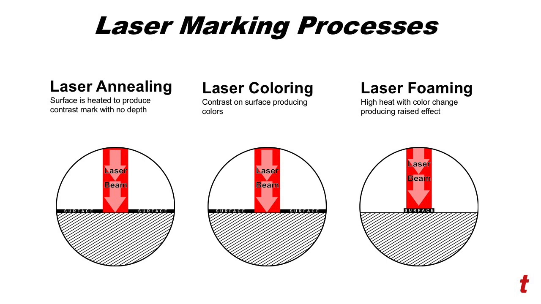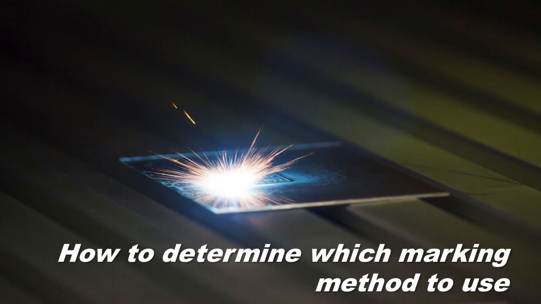There's also a process called laser annealing. This is where the surface is actually heated by the laser to produce a contrast mark with no depth at all. Laser coloring, similar to annealing, utilizes the same heat of the laser to produce colors. And then lastly, we have laser foaming. Foaming is caused by the high heat of the laser with a color change, typically on plastic, to produce a raised effect. So how do you determine which marking method to use?